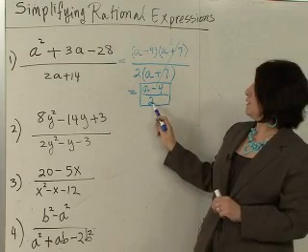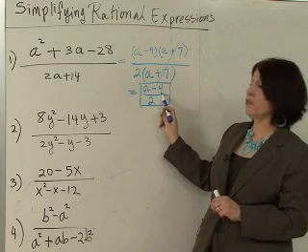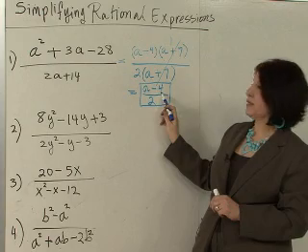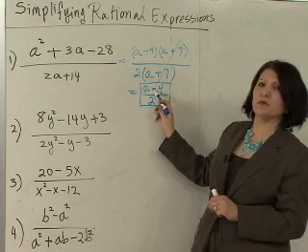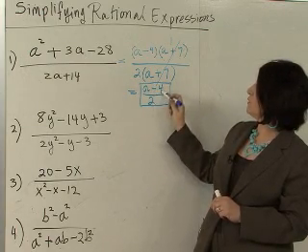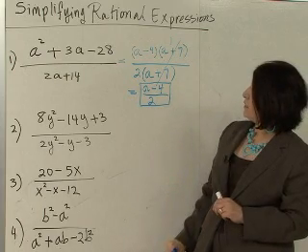Be careful. You can't cross out this 2. You can't reduce the 2 with the 4, because the 4 is not a factor. It's not multiplied. It's added or subtracted with something else. So this is a term. So this will be your simplified answer.